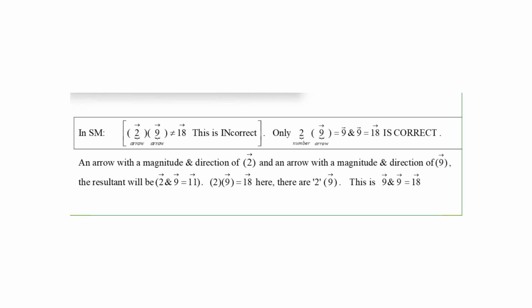With an arrow with a magnitude in the direction of 2 and an arrow with a magnitude in the direction of 9, the resultant will be 2 and 9, which is 11. You can have 2 9s, which will equal 18 here, and there are 2 9s, that is 9 plus 9 equals 18.